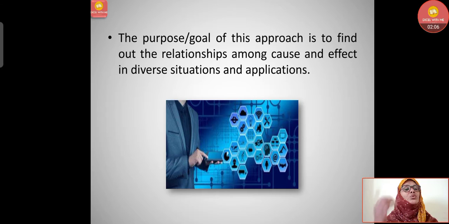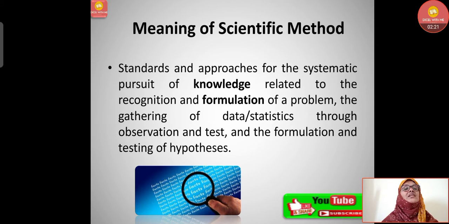Here, cause and effect: why did this happen? If it happened, what would be the effect? What were the causes for this situation? So they will understand the cause and effect relationship to solve any problem. Now let's see the literal meaning of scientific method. Standards and approaches for the systematic pursuit of knowledge related to the recognition and formulation of a problem, the gathering of data or statistics through observation and test, and the formulation and testing of hypotheses.